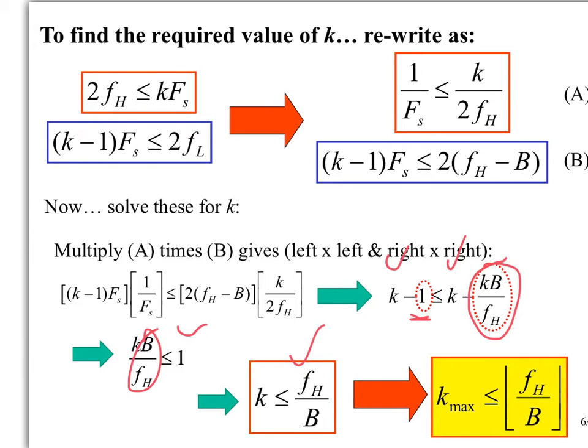You get that k must be less than or equal to FH over b. And since k is an integer, we can find that this can be replaced by the floor of that. But this inequality is fine as long as we just keep in mind that k is an integer.